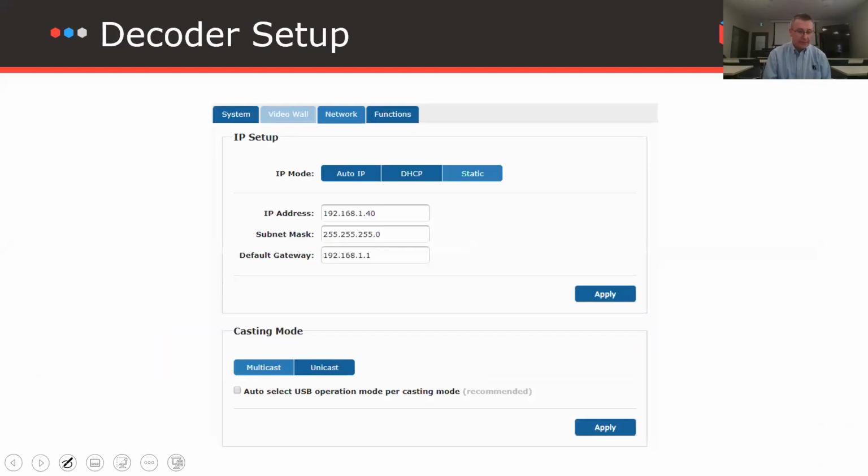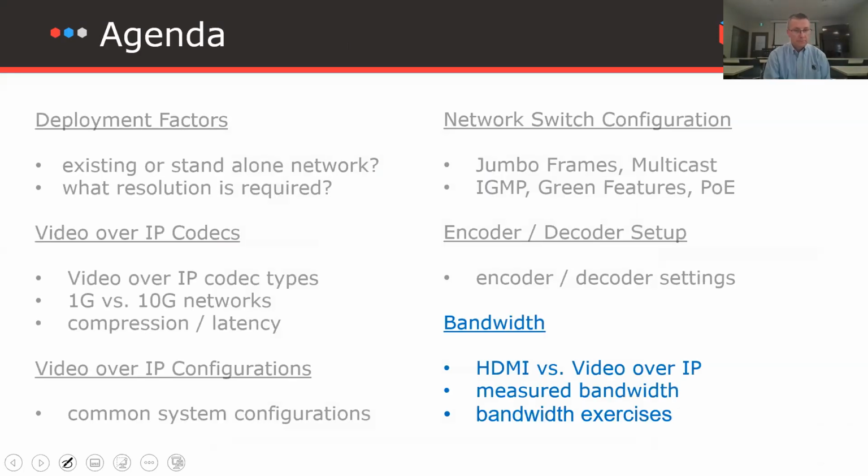On the decoder side, same thing, make sure you set your decoder to multicast as well. In our last section, good old bandwidth.